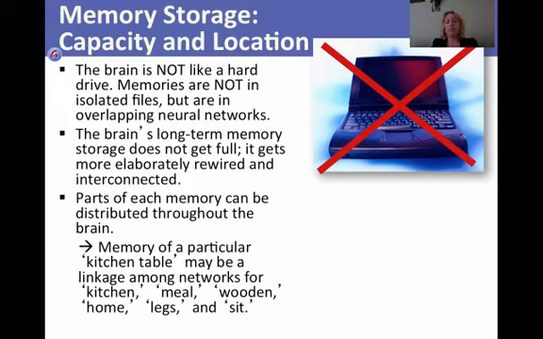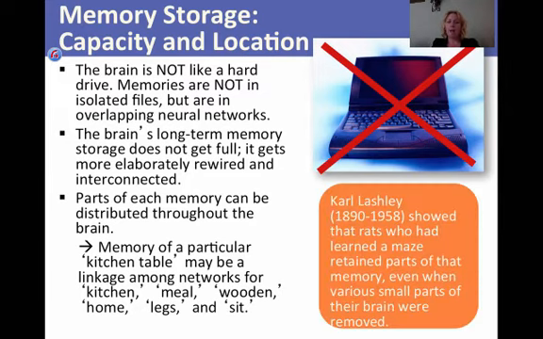So for instance, the memory of a particular kitchen table may be a linkage among networks for kitchen, meal, wooden, home, legs, sit, or any other kind of connections you have to a kitchen table. A guy named Karl Lashley showed that rats who had learned a maze retained parts of that memory even when various small parts of their brain were removed. So they would do experiments like that. And so what we know is that there's not one centralized location for memory storage.